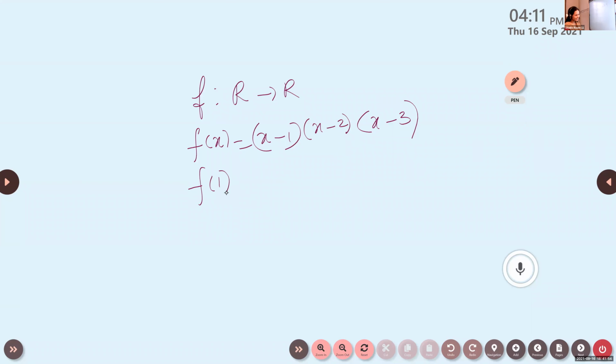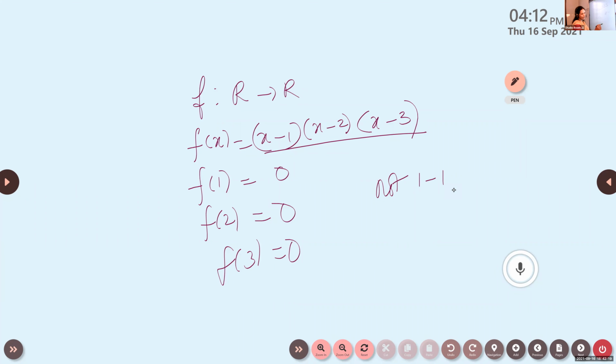What is f of 1? Will it become 0? Yesterday we learned partial fractions; we put x is 1. These are linear factors, is it or not? When you put x is 1, it will become 0. What is f of 2? Will it become 0? f of 3, will it become 0? Yes or no? So it is not 1, 1.